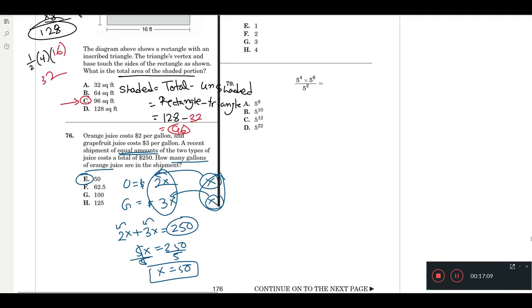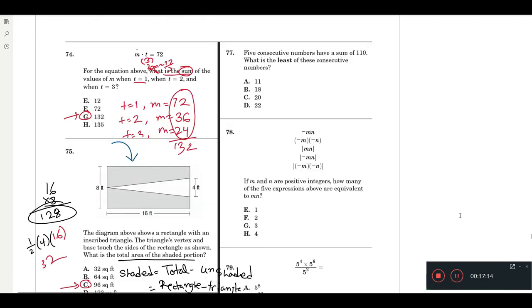Guys, I want you to try this question on your own again. Just try it, see how to deal with it. 77. Five consecutive numbers have a sum of 110. What is the least of these consecutive numbers? So X plus 1, plus X plus 2, plus X plus 3, plus 4. All right, relax, relax.